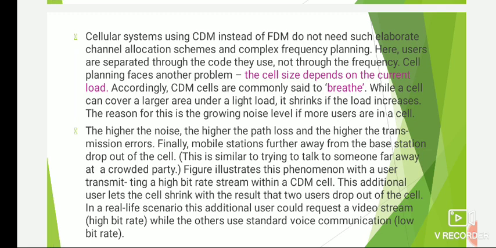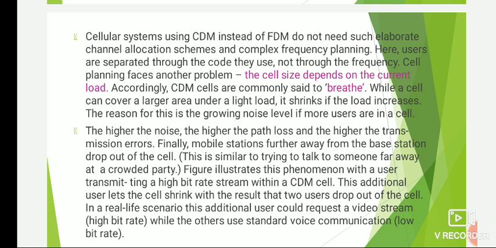A cellular system using code division multiplexing instead of frequency division multiplexing does not need much elaborate channel allocation schemes and complex frequency planning. Here the users are separated through the code they use and not through the frequency, because it is code division multiplexing. The channel is separated on the basis of the code, not the frequency.